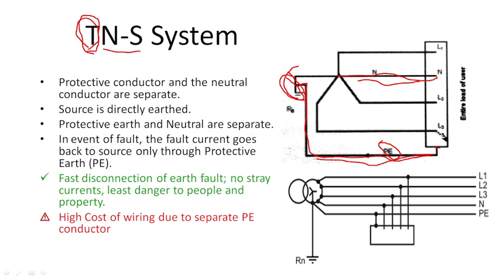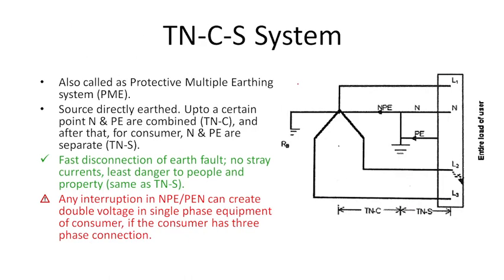If there is any fault, it will flow directly through this protective earth and be grounded to the ground side. The disadvantage is that, because of using separate neutral and protective earth conductors, you have a high cost of wiring since separate conductors are being used. So next is a TNCS system.